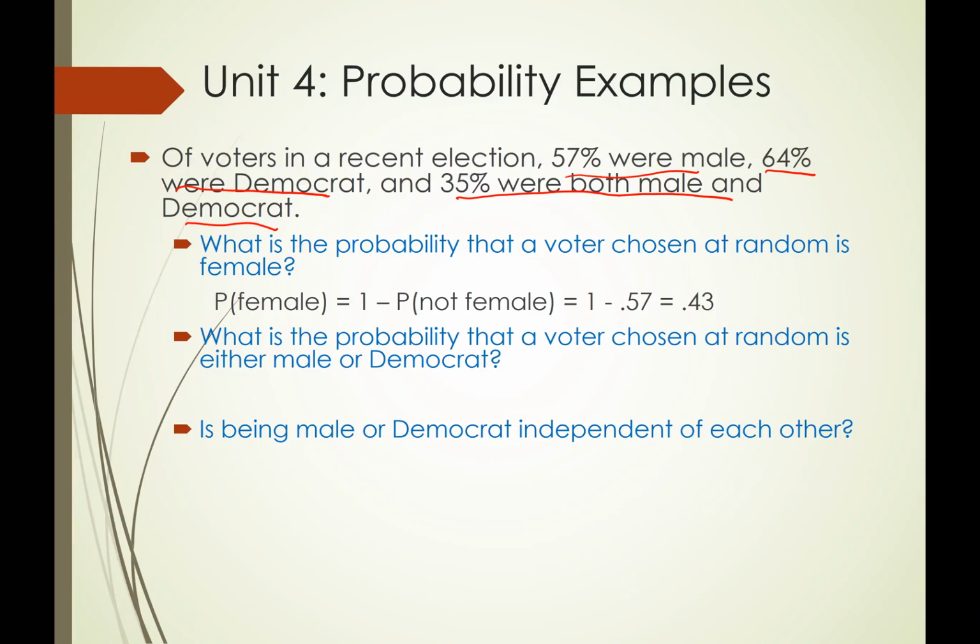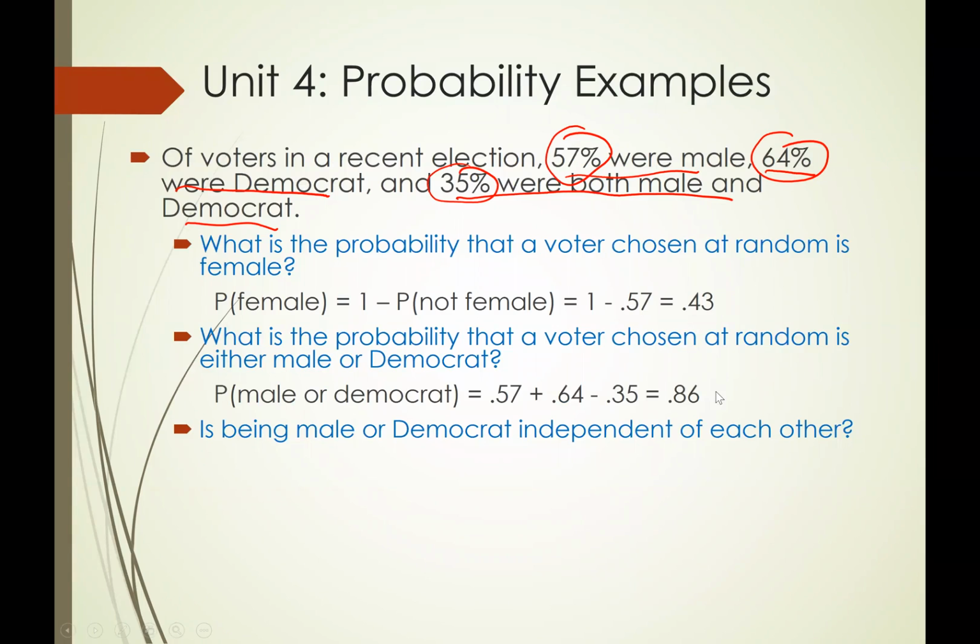What is the probability that a voter chosen at random is either male or Democrat? So to do this, we'll add our males plus our Democrats, but notice these 35% of people are being counted as part of the males and as part of the Democrats. So when we add these, we get a number above 100, but once we subtract 35, it's fine. So 86% are male or Democrat.